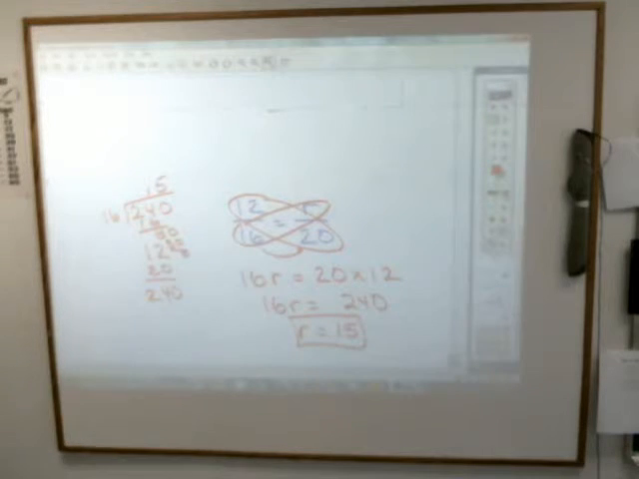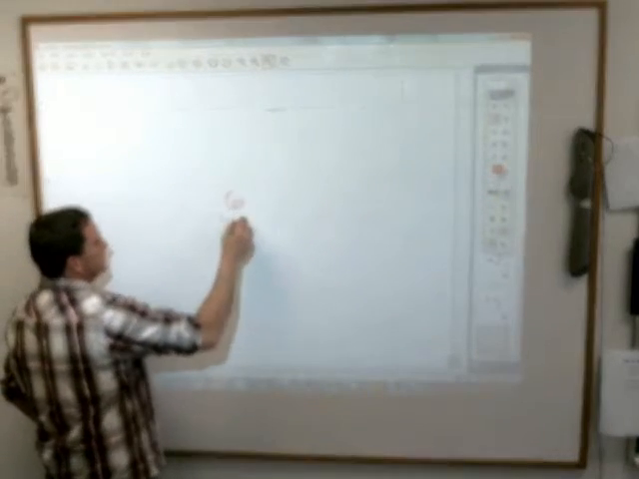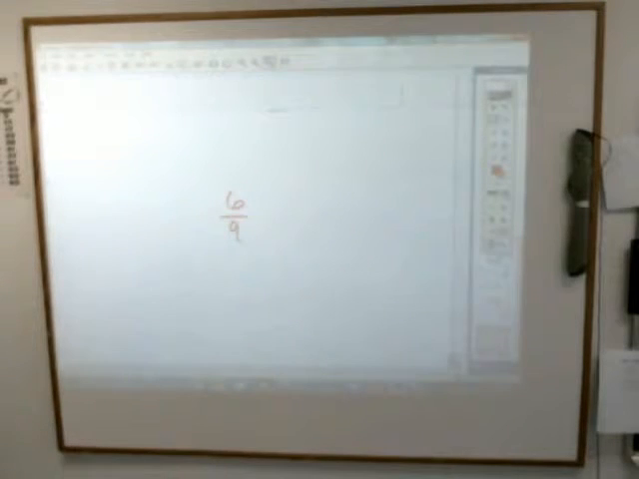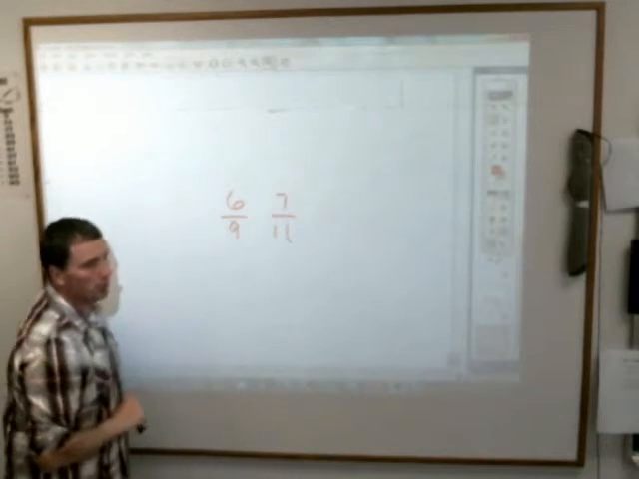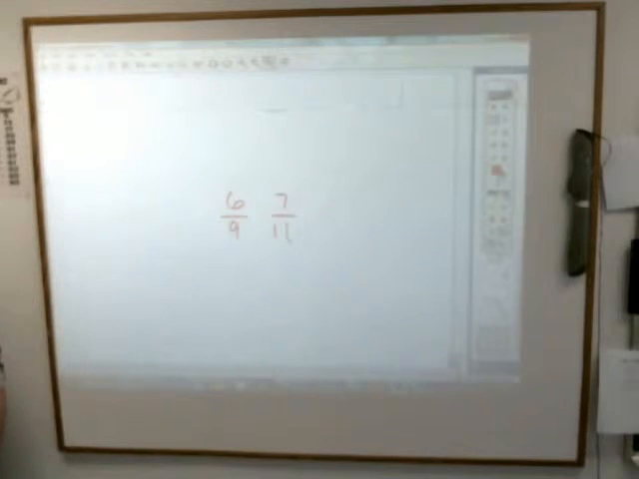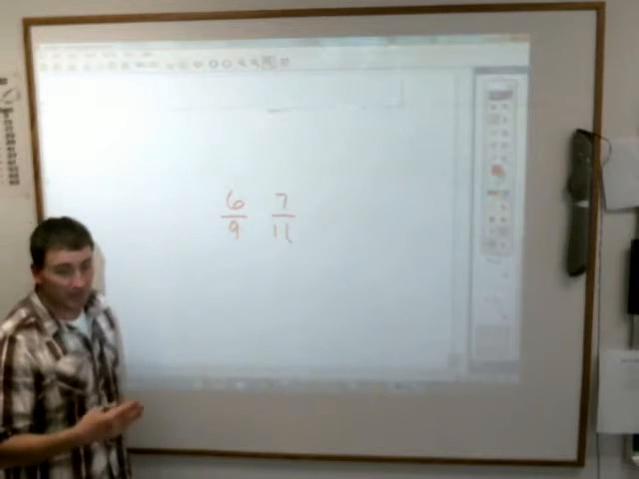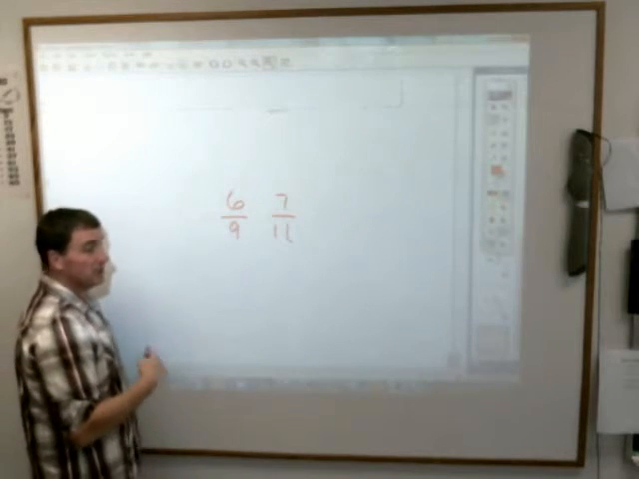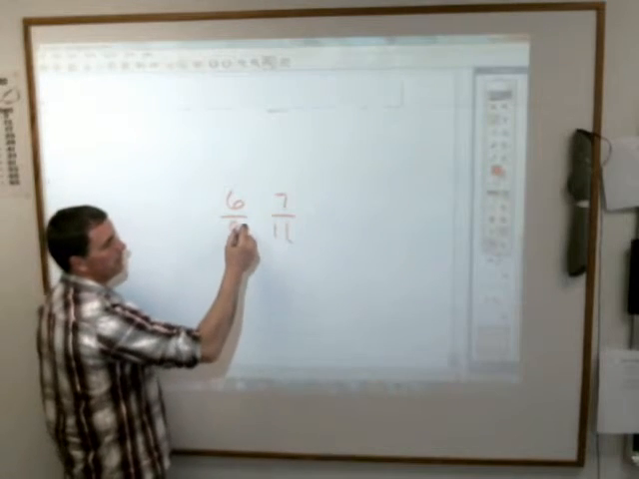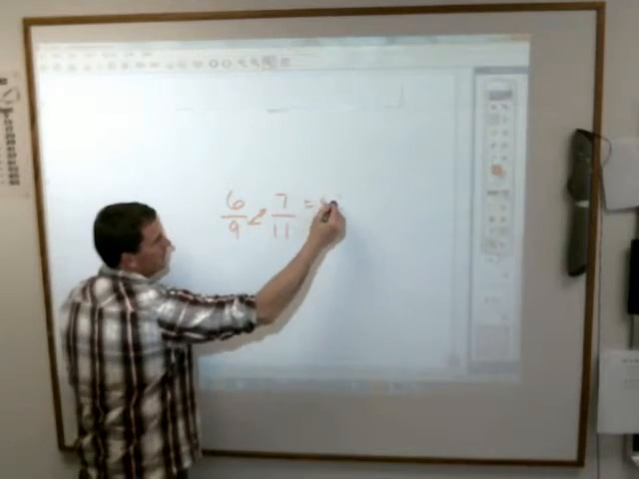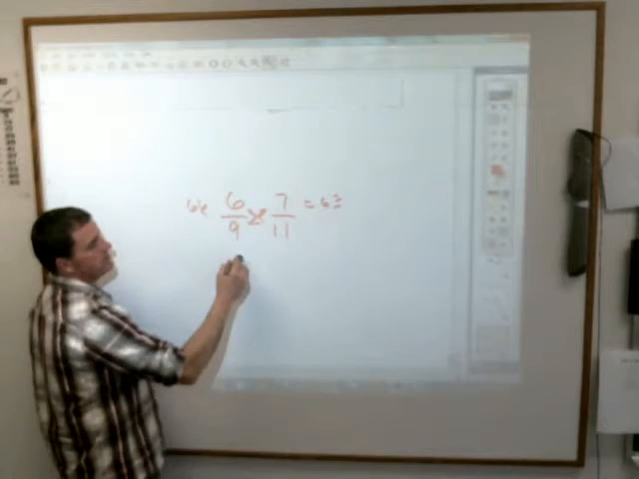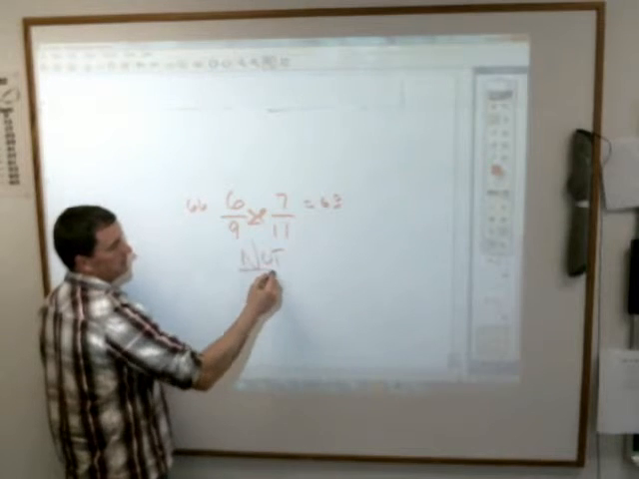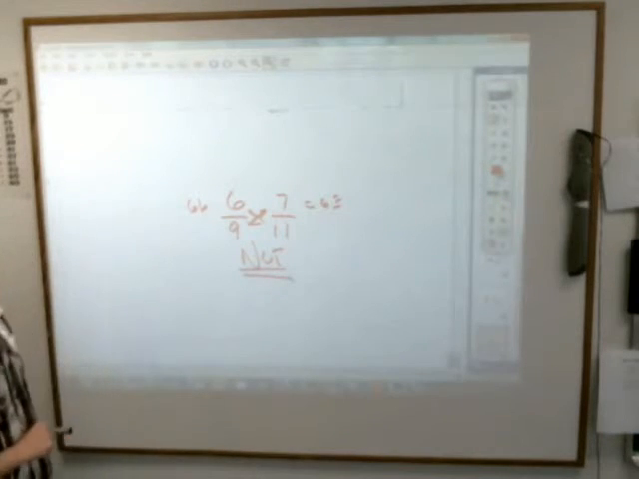The book will ask you something like this. Is 6 over 9 and 7 over 11 proportional? Are those proportional? And again, the way that you figure out if they are, remember I said equal fractions, you multiply their diagonals together and they have to be equal. If these were proportional, then 9 times 7, which is 63, would have to equal 6 times 11, which is 66. So this is not proportional. The diagonals have to be equal on any two equal fractions.